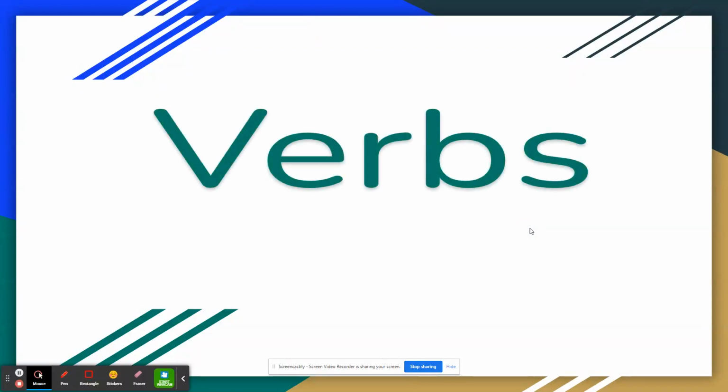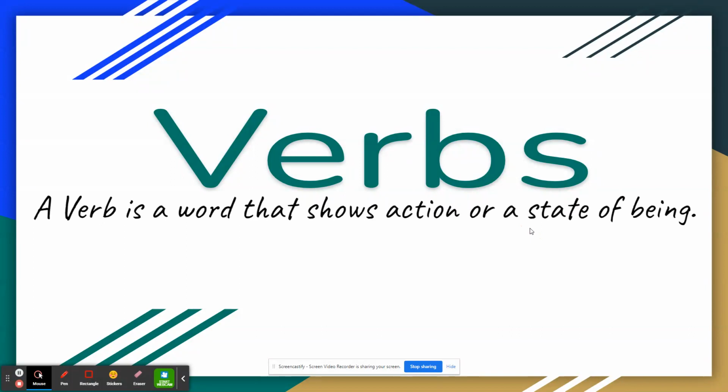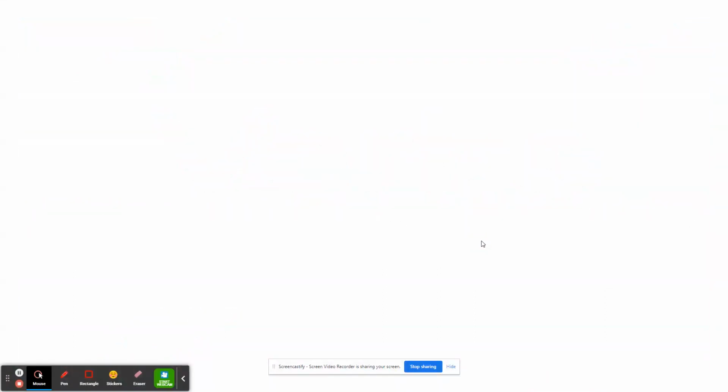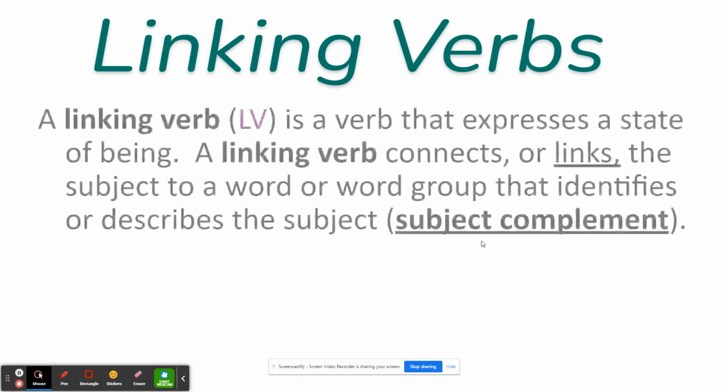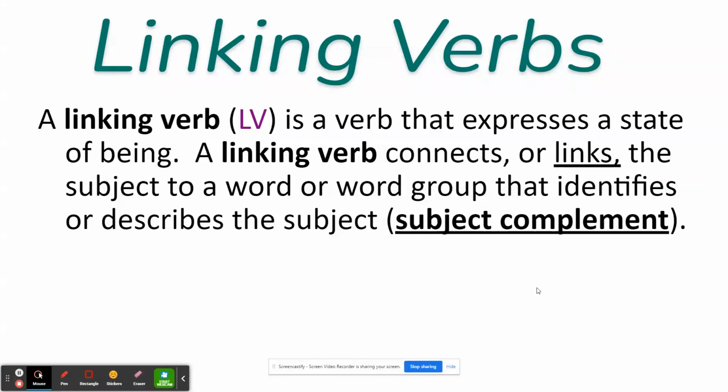Good morning, everyone. We are going to do a quick review of linking verbs. Remember that verbs are the words in the sentence that show either an action or a state of being. So specifically today, we're going to be talking about linking verbs and their job.